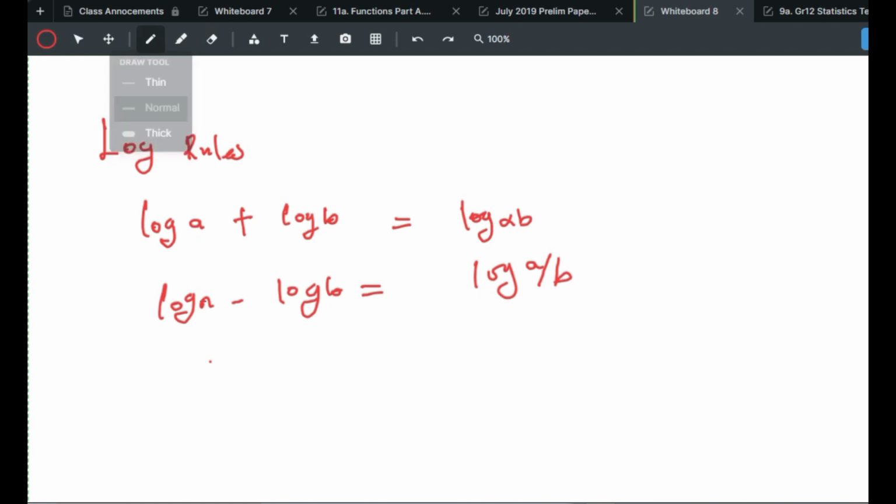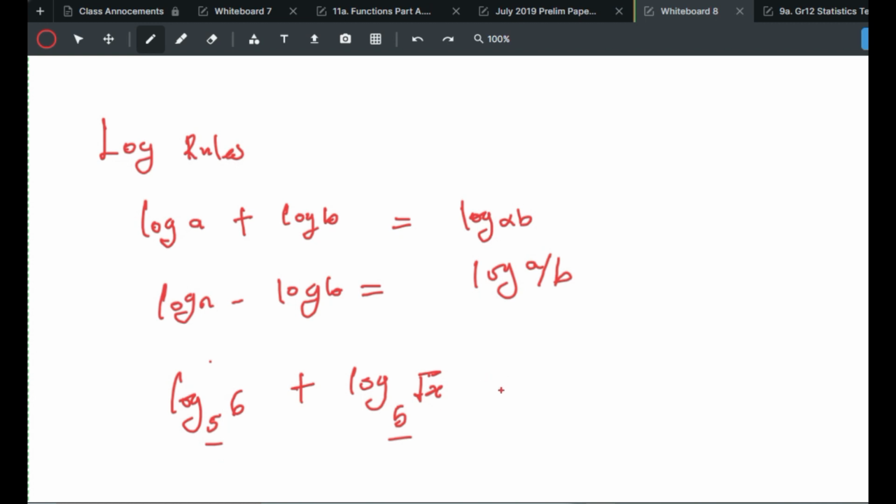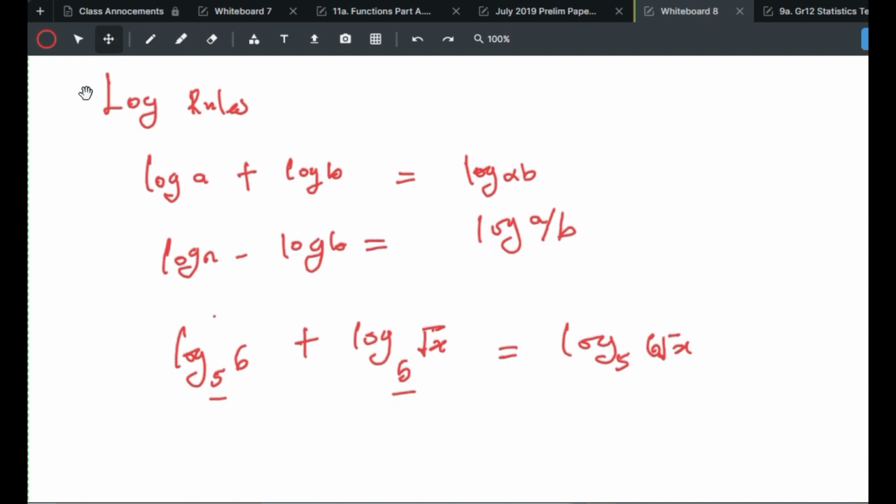So what that means is that if you have a question that just has maybe log 5 of 6 plus log 5 of root x, because they have the same base, we can just say that this answer here is log 5 of 6 root x, right? They can just multiply. Are you getting me? So that's basically what it's telling us.